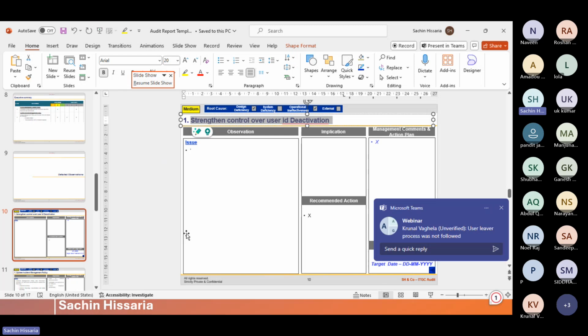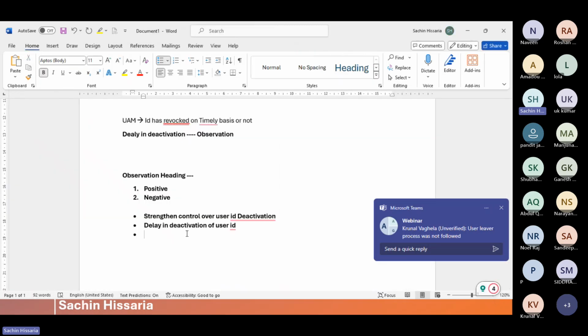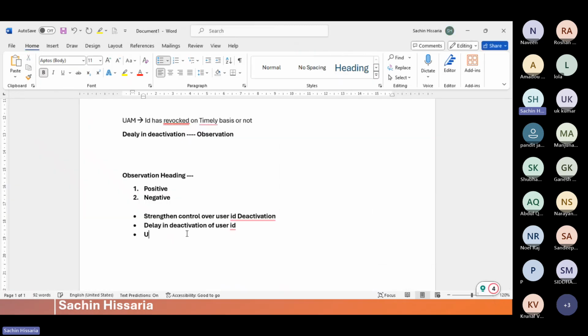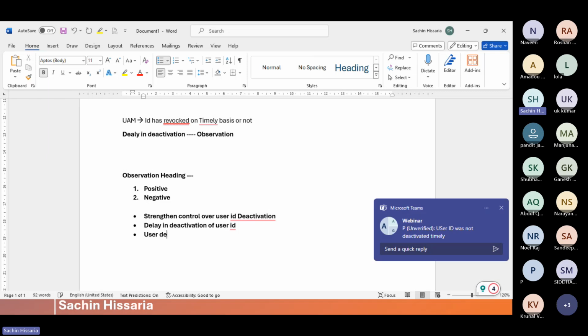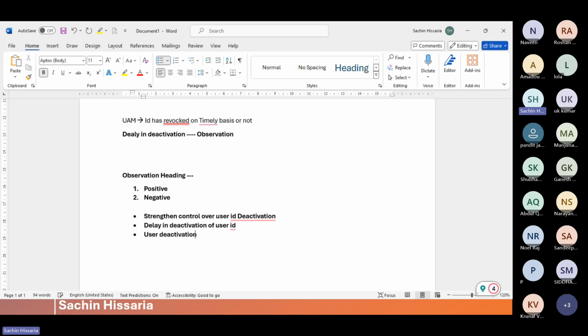User leaver process was not followed. Perfect. Okay, Krunal, this is also fine. User ID was not deactivated on a timely basis. Correct. So see, every auditor will have their own way of writing the observation heading.